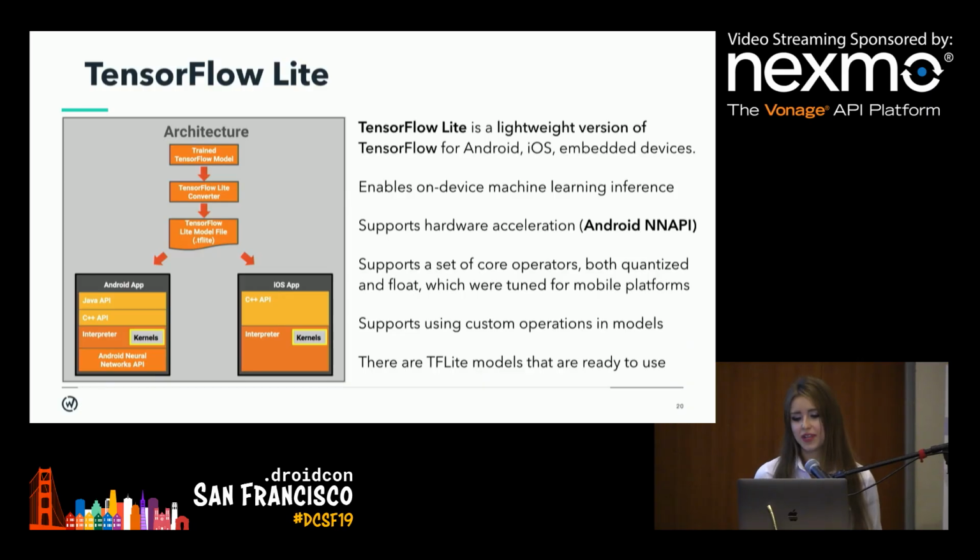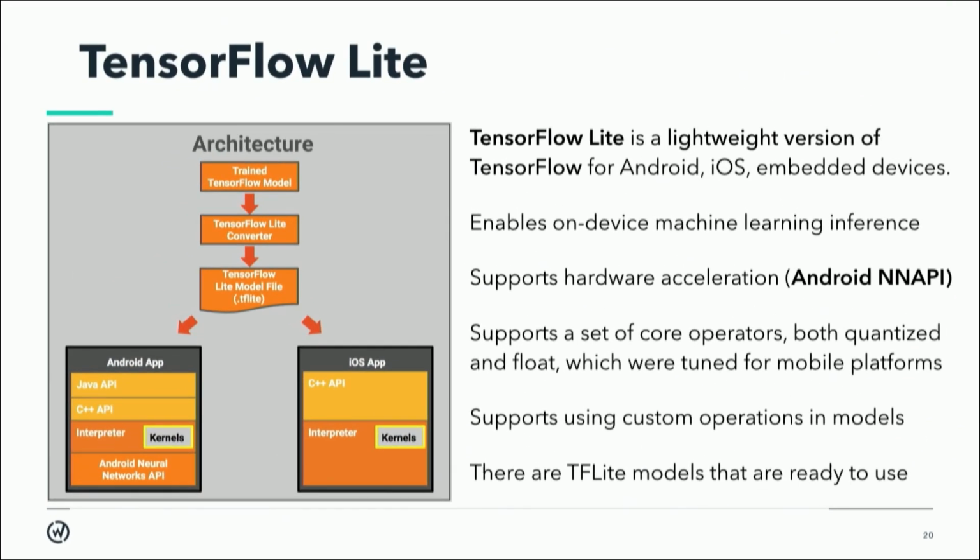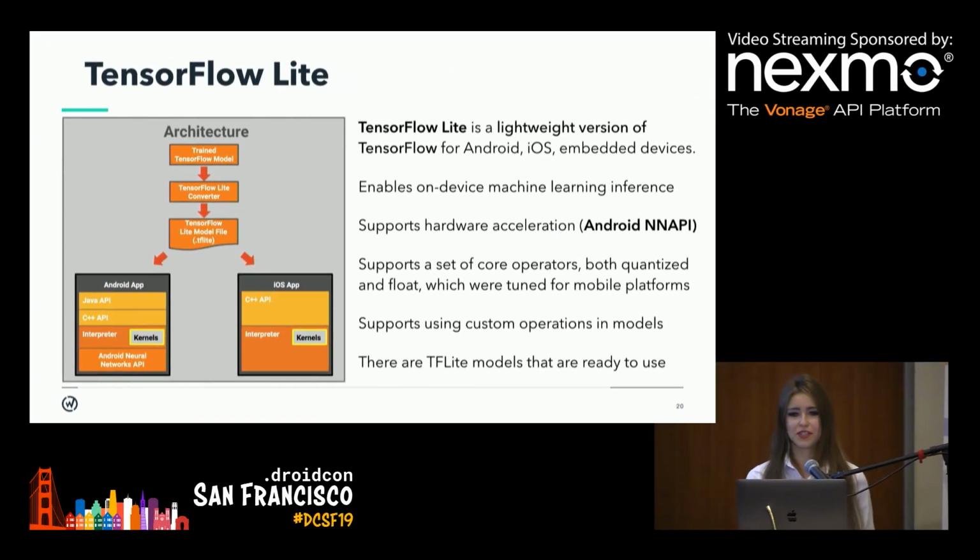OK, so TensorFlow Lite is basically a lightweight version of the TensorFlow framework specifically for Android, iOS, and embedded devices like Raspberry Pis. Its biggest feature is that it enables on-device machine learning inference. It supports hardware acceleration through the Android Neural Networks API, and its operators were tuned specifically for performing on mobile platforms. And one cool thing to know is that there are some TensorFlow Lite models that are ready to use, so they were built already for you by TensorFlow. And I'm going to do a quick overview of those.